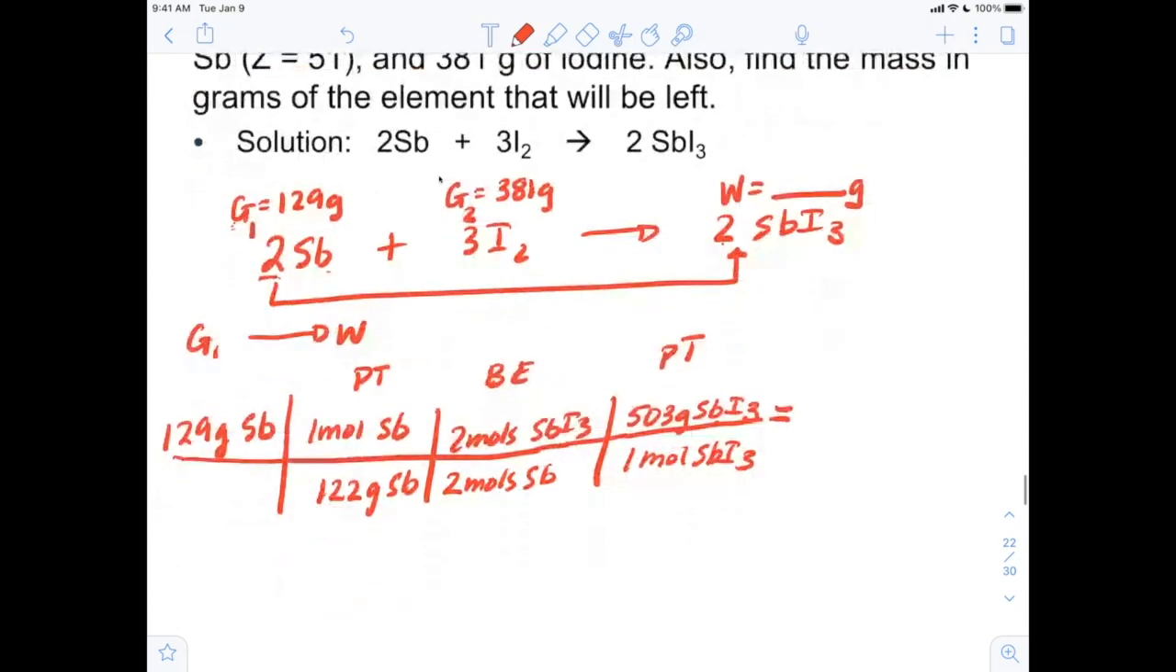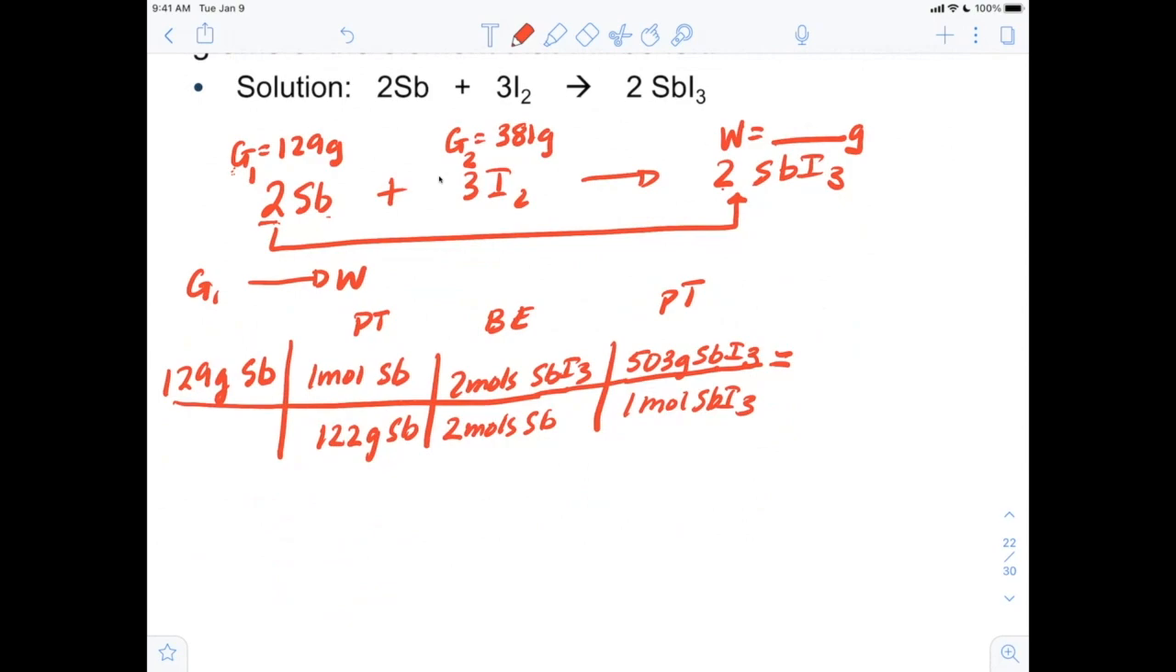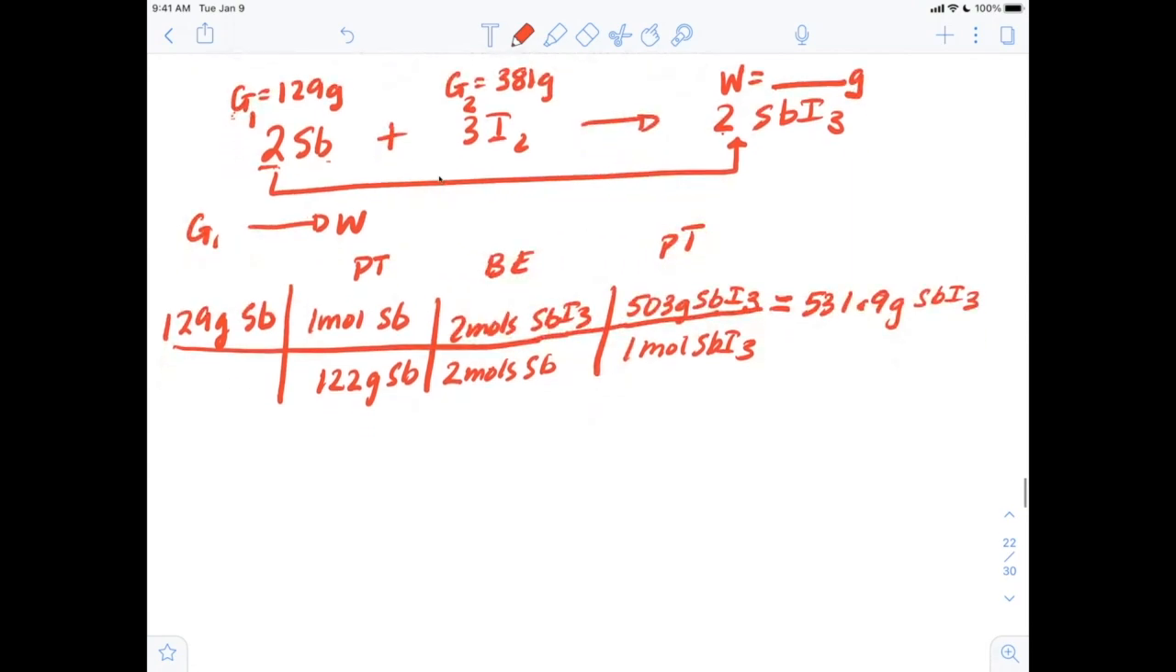And we have this here. I guess I can do the math right now. 129 times 1 times 2 times 503 divided by 122 divided by 2. And I get 531.9 grams of SbI3. Okay, next.